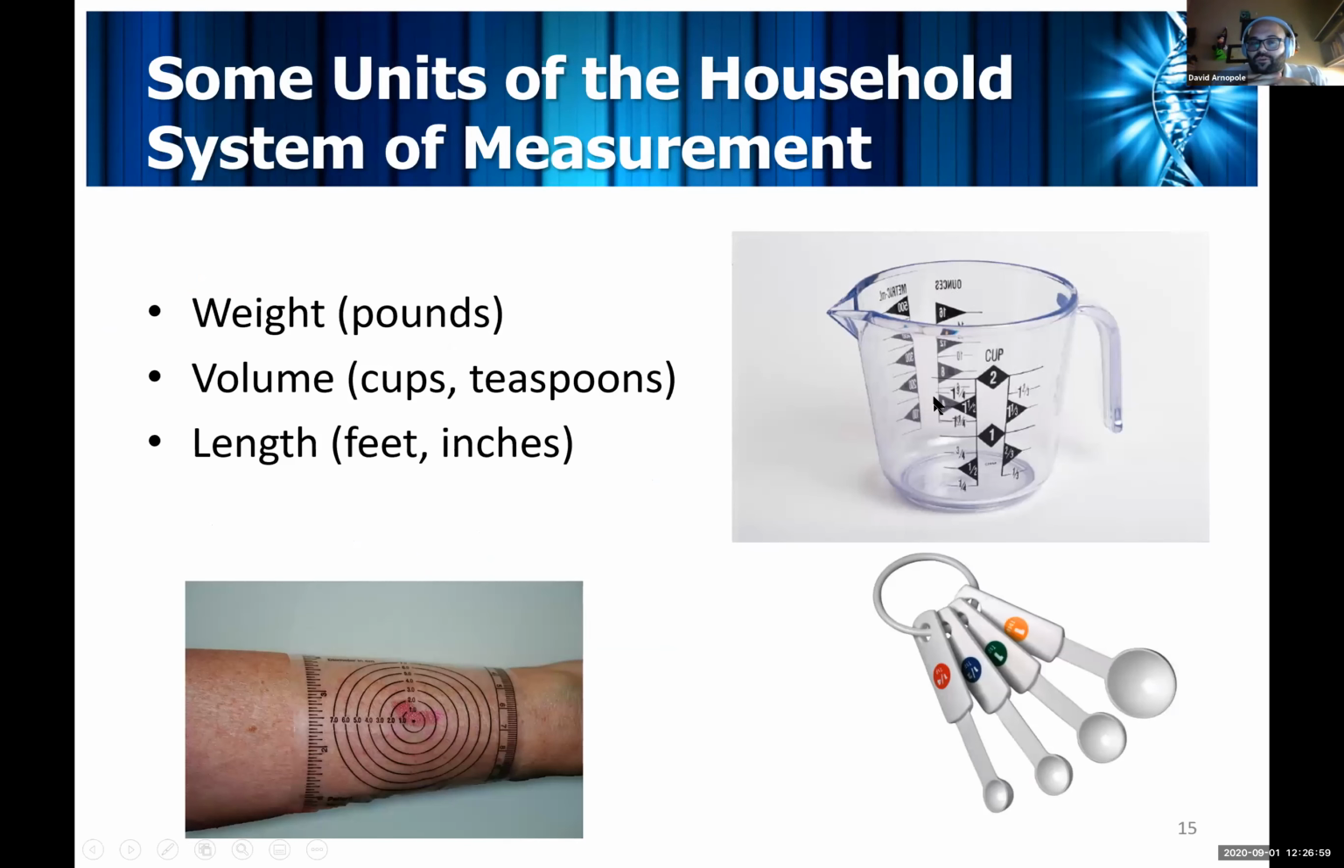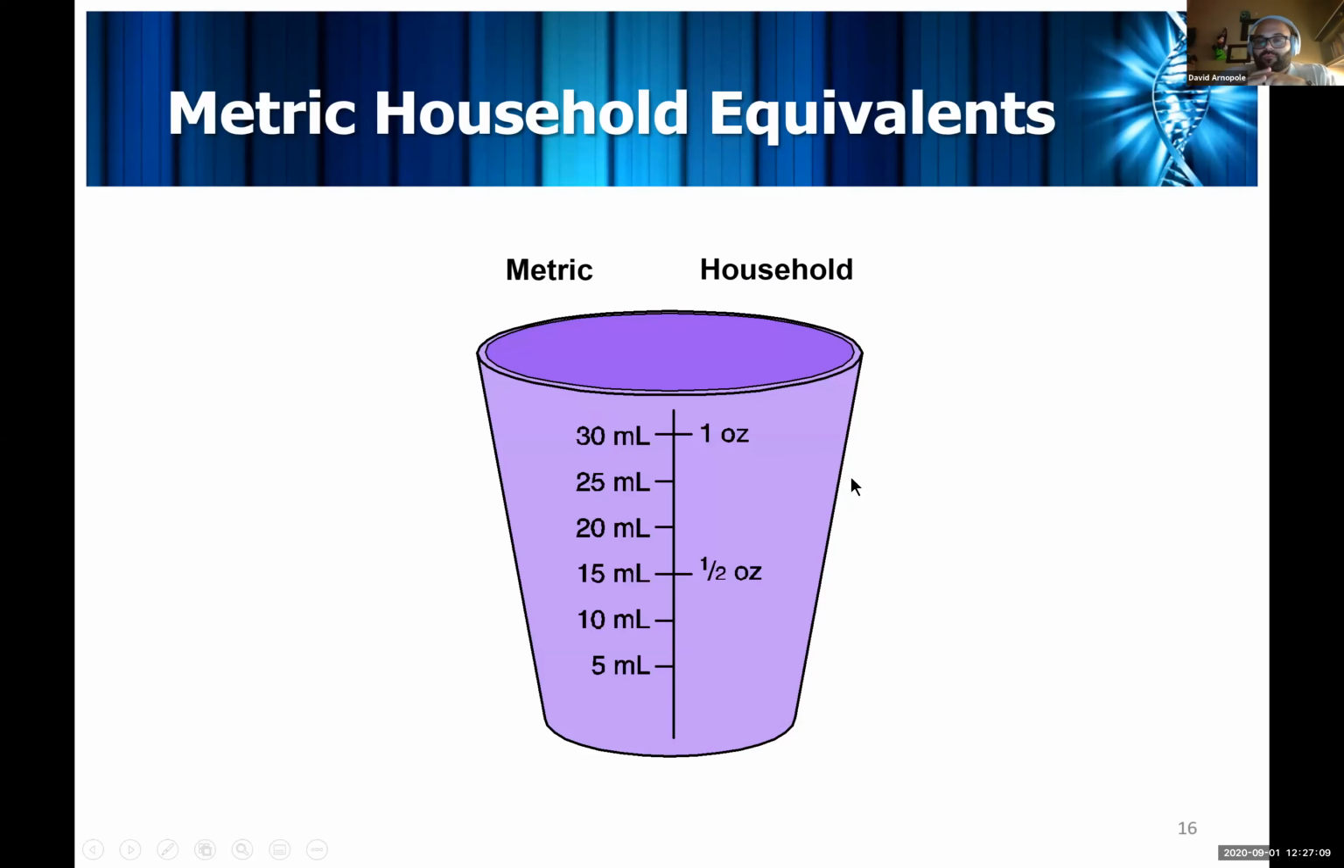Other units of household measure: weights, volume, length, all ways that you would use them. As we already said, an ounce is 30 mils, right?